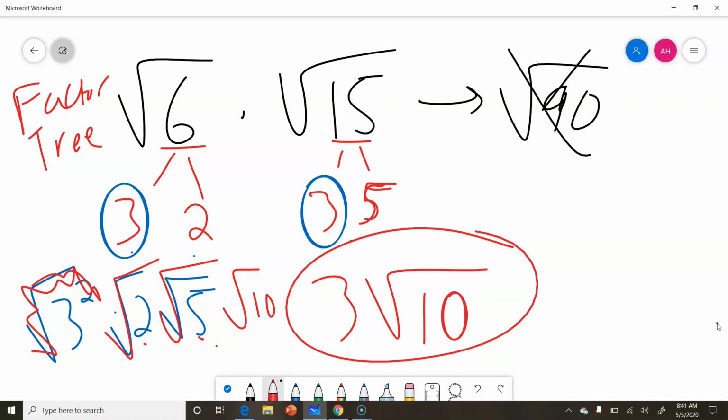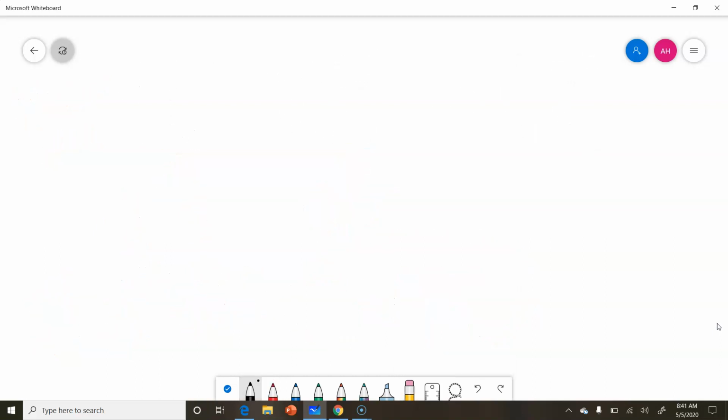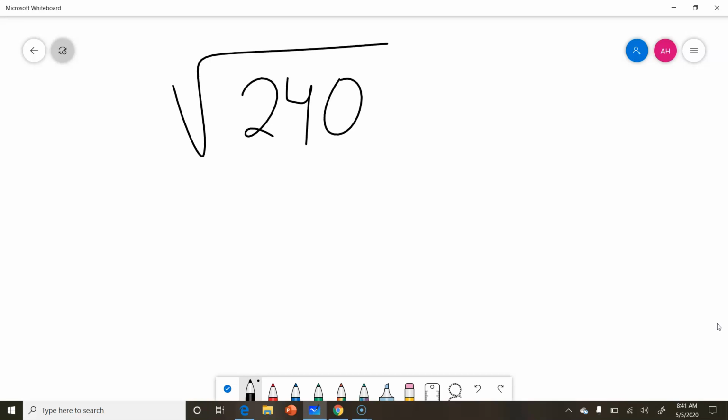So that's just a brief introduction, so we'll launch into that. How else is this helpful? We'll come back to an example like that, so don't worry if that was a little confusing. But if we do an example like this right here, what if they give us the square root of 240 and they say to simplify that? Well, I'm going to do my prime factorization here, right?